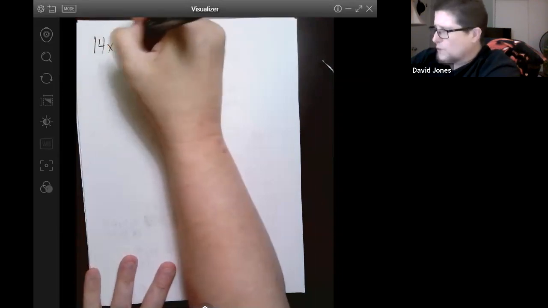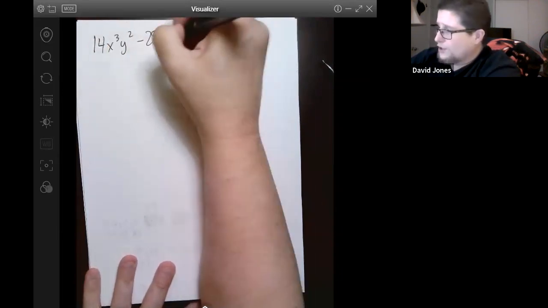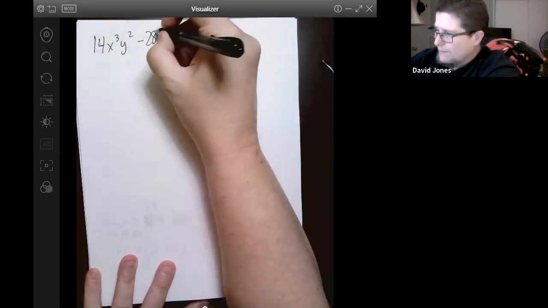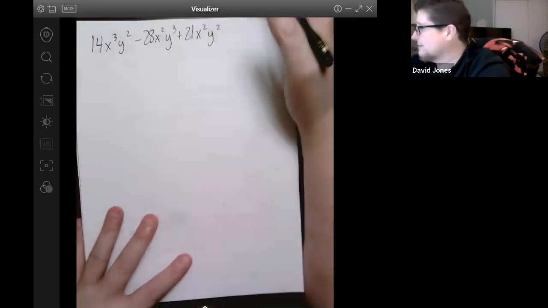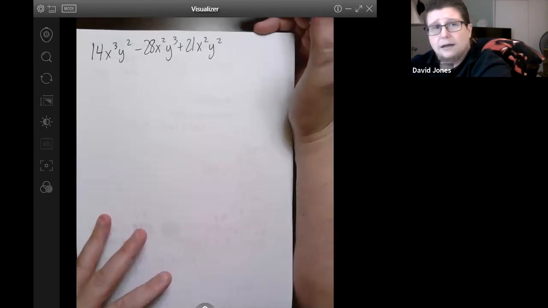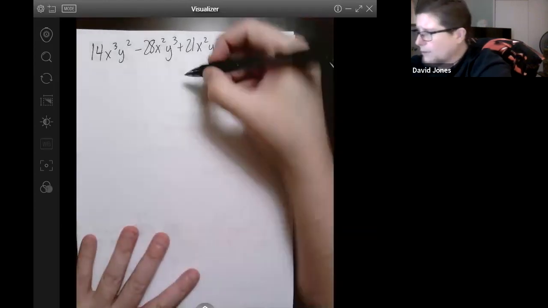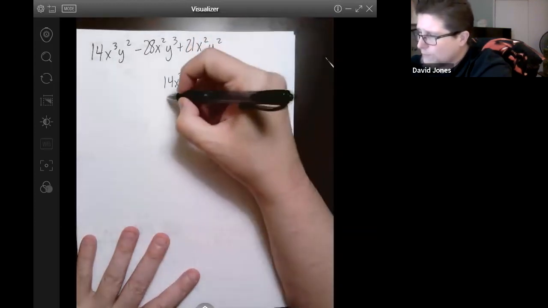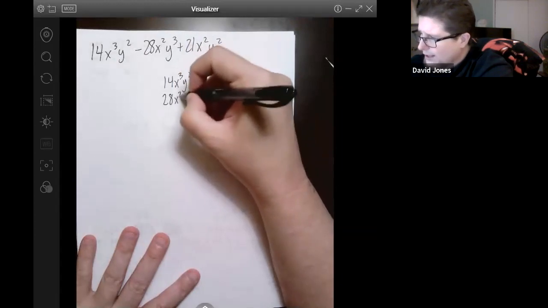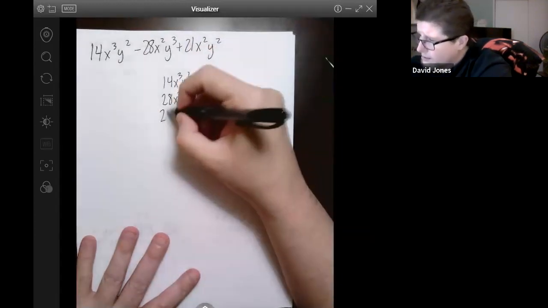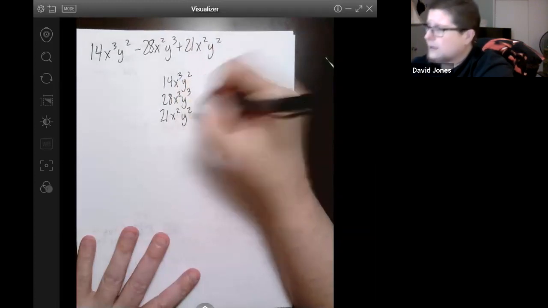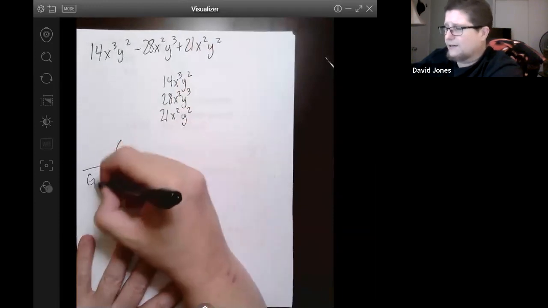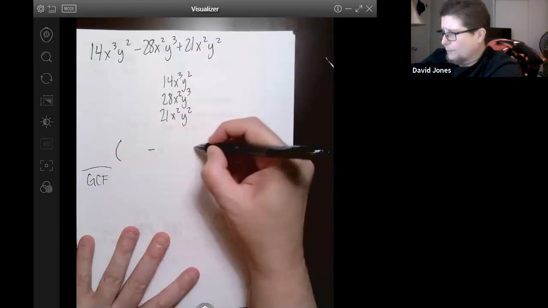14x cubed y squared minus 28x squared y cubed plus 21x squared y squared. Just to make it challenging, and it works. You'll see that it works. So what I'm gonna do is write down each term, and I'm gonna make sure I leave myself some room. There's a lot of letters and numbers here, so I'm gonna move it a little bit more to the left. And I know my result should have the GCF out here, and then I'll have a minus and a plus.